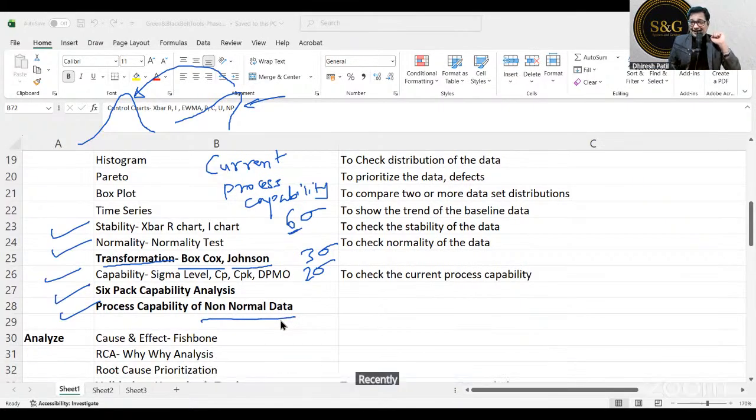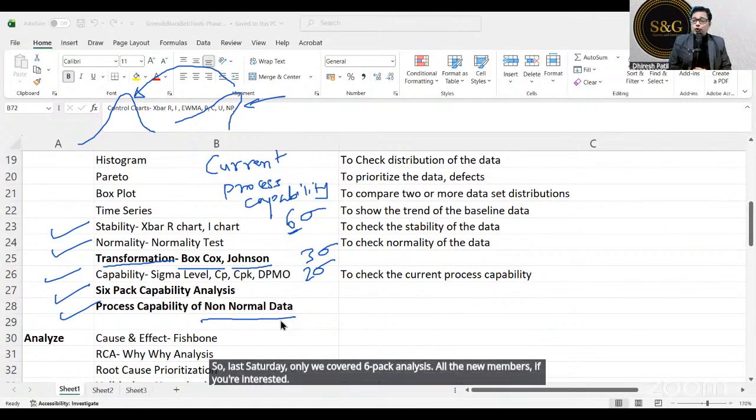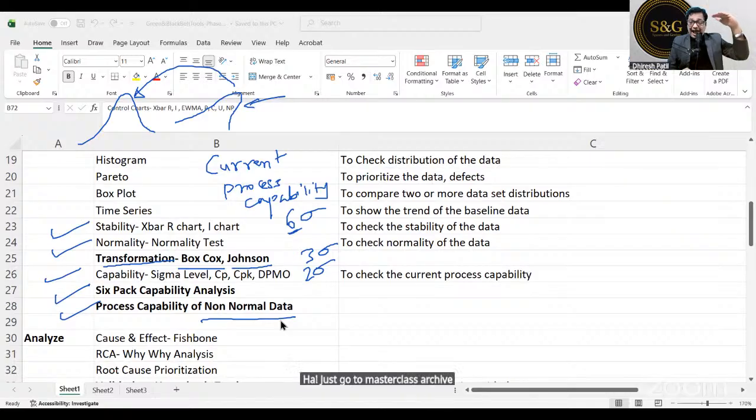Recently on Saturday, how many of you were there? Just type yes in the chat box. Of course, new members who joined yesterday would not be there. But who were present last Saturday? I believe, yes. You remember the 6-pack analysis we covered, right? Last Saturday only we covered 6-pack analysis. All the new members, if you are interested, just go to Masterclass Archive and scroll down. You will find the 6-pack analysis as well.